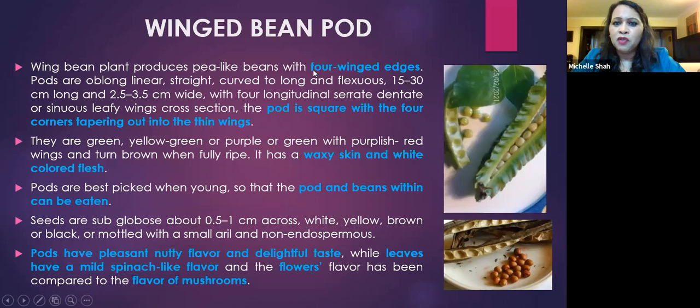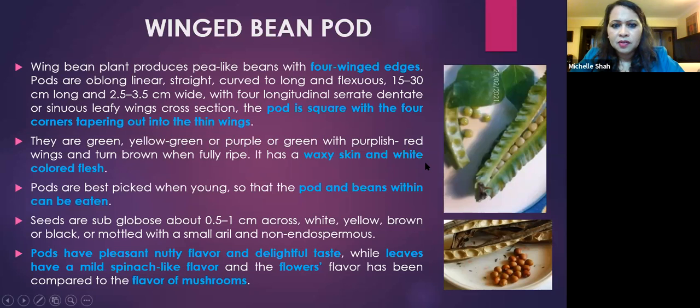The pods are oblong, linear, straight, curved to long and flexuous, with four longitudinal serrate leafy wings. The cross-section is a square with four corners tapering out into thin wings. So if it is cut at the cross section, it will appear like a square. They are green, yellow green or purple in color, and they turn brown when fully ripe and have a waxy skin and white colored flesh.